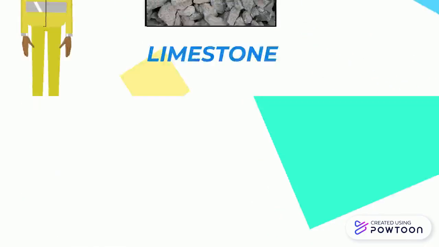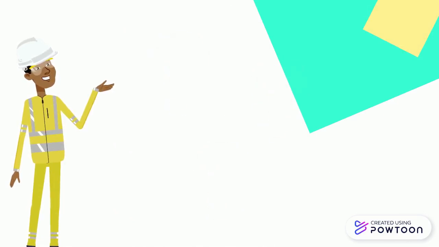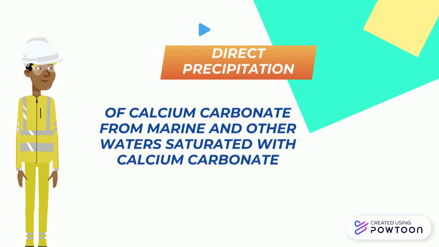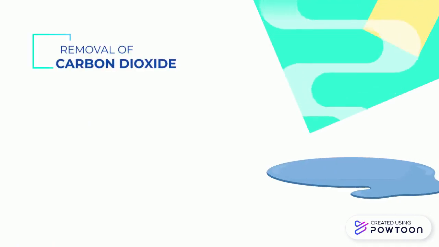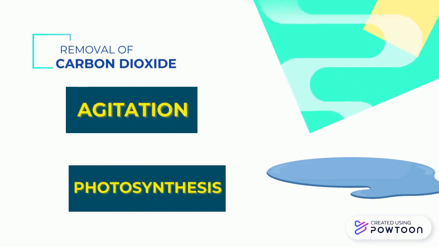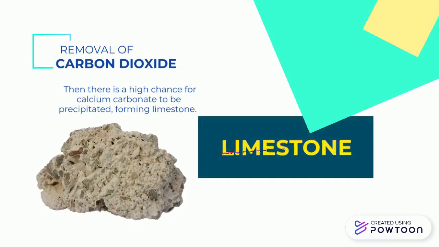Another process that forms chemical limestone is through the direct precipitation of calcium carbonate from marine and other waters saturated with calcium carbonate. Once carbon dioxide is removed from the water saturated with calcium carbonate, either by agitation or photosynthesis, then there is a high chance for calcium carbonate to be precipitated, forming limestone.